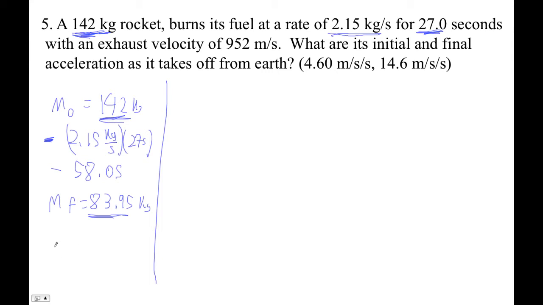Let's see. I guess the next thing to do, we should figure out the thrust of the rocket, right? So we're going to go force times time is mass, change of velocity. So we got to find the force, right? Force times 1 second is 2.15 kilograms that it burns in 1 second times 952. Right, and that's 1 second. Okay, so basically the thrust is 2.15 times 952. I'm going to store that bad boy in A. All right, 22046.8.